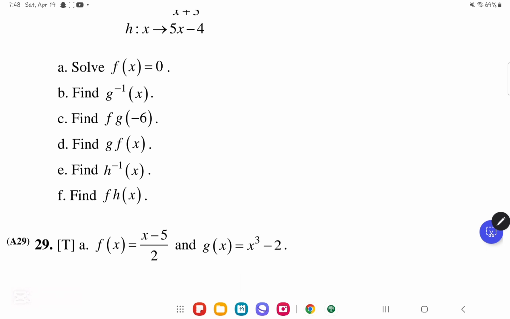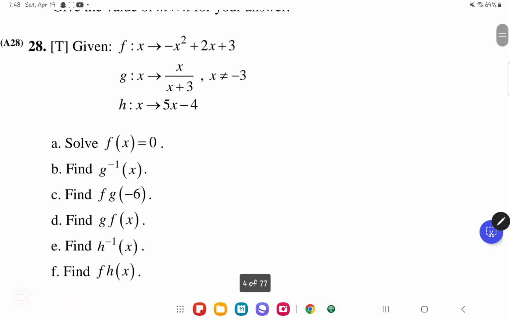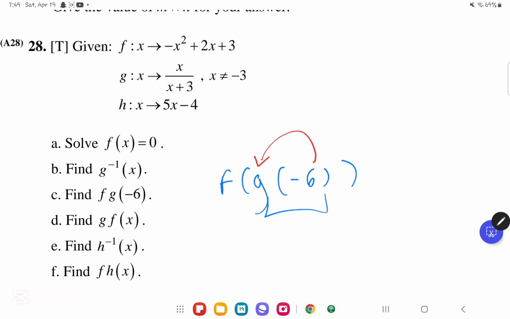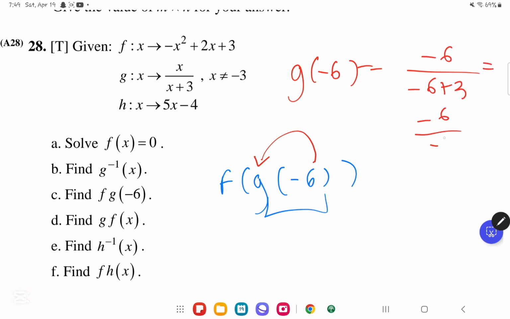Okay, we move on to part C. They said find f g minus 6. So what does this mean? This means f of g of minus 6. To find f of g of minus 6, first we need to find g of minus 6. So you're going to substitute the minus 6 into g. So g of minus 6 is equal to minus 6 over minus 6 plus 3. That means minus 6 over minus 3, which is then 2.